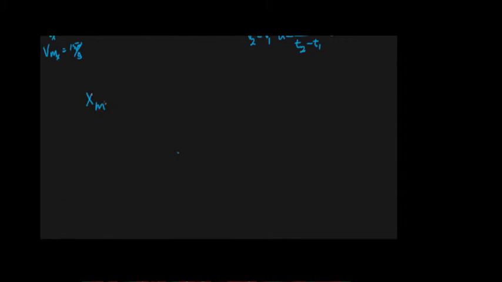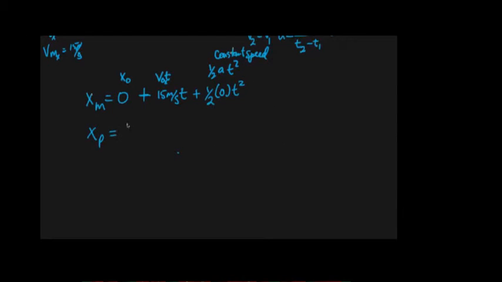What I can do now is set those equal to each other. Right now I have x of the motorist equal to the zero position that I set, plus the initial velocity, which is the velocity where the cop was. That's 15 meters per second times t, plus one-half acceleration, which was zero, times t squared. This was zero because the motorist is traveling at constant speed. Then x of the police officer also has an initial starting point of zero, but in this case the police officer's velocity is initially zero, and the acceleration is 3.0 meters per second squared.